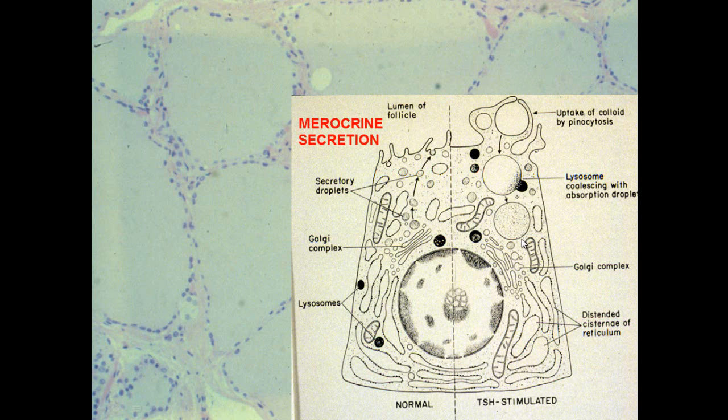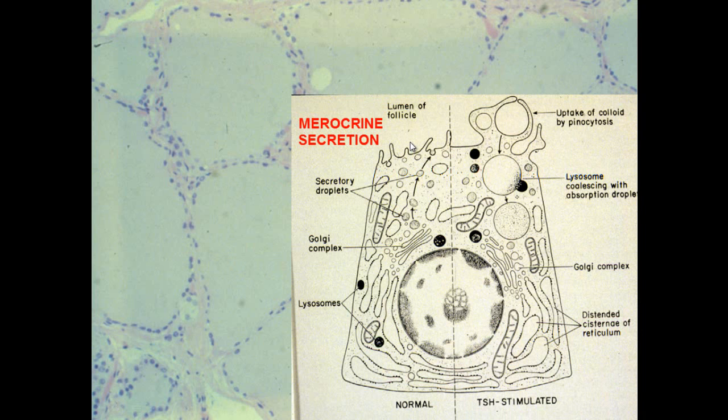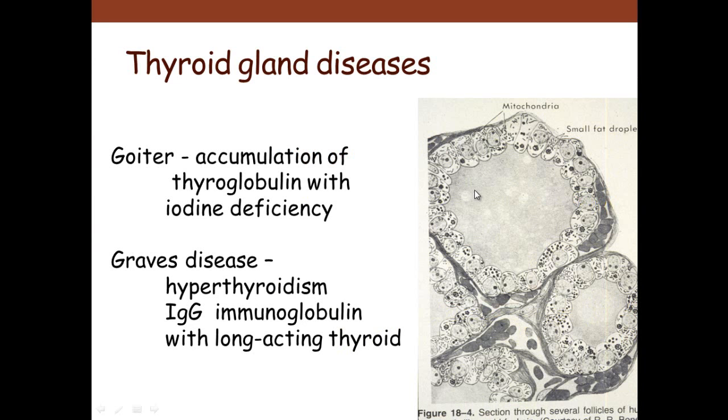The lysosome digests some of it, and it actually produces thyroid hormone at the base if it's thyroid stimulating hormone stimulated. So a thyroid gland is associated with diseases because you can accumulate thyroglobulin in iodine deficiency. That's a goiter. As I mentioned, the cells have two functions. They have a side that produces the colloid and a side that breaks it down. This part requires iodine. This does not. So if you have iodine deficiency, you can still produce colloid, and that produces a goiter.